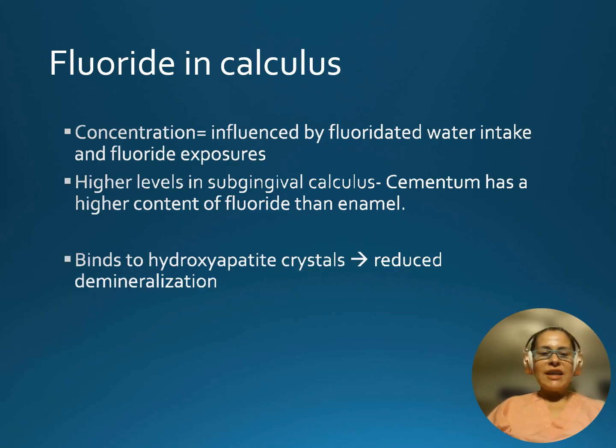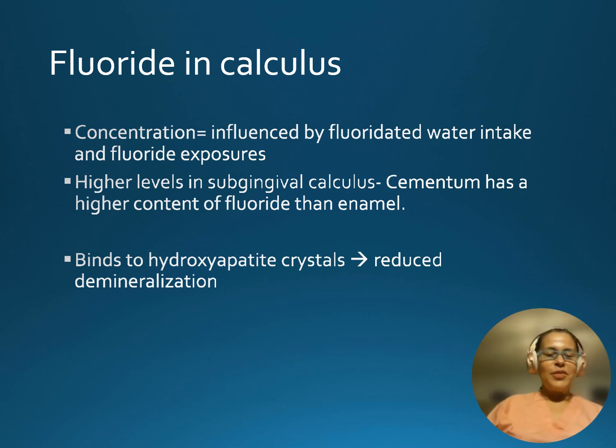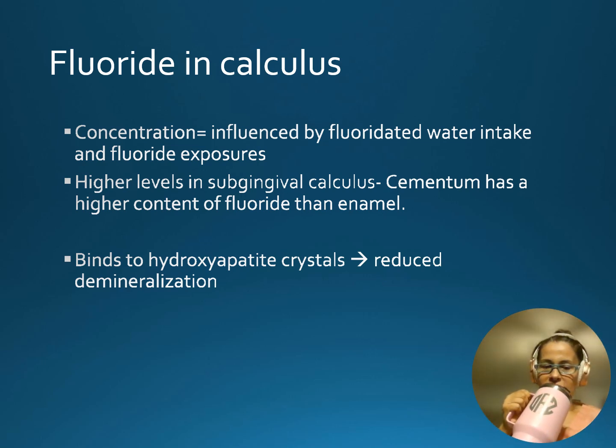Now for the fluoride in calculus. So there's kind of a paradox in terms of fluoride in the calculus. We're going to be learning that certain things have a lot of fluoride. And one of these things is tea. Tea has a good concentration of fluoride. So I'm going to go back to this. The concentration of fluoride is influenced by the fluoridated water intake and fluoride exposures.